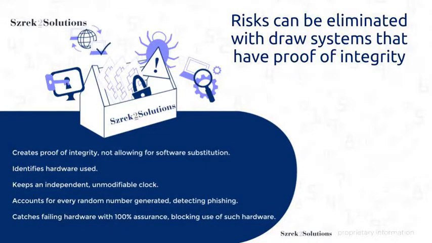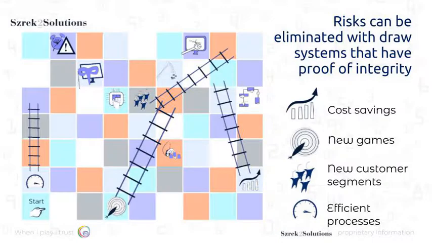But what I want to say is not just about the risks of electronic draw systems, but I also want to mention that the risks can be eliminated when you have draw systems that have proof of integrity. Okay, and I think this is an important point that not everyone understands. This is what the playing field looks like when you have proof of integrity. Okay, you still have the risks. But what you're able to do is detect any problems immediately.